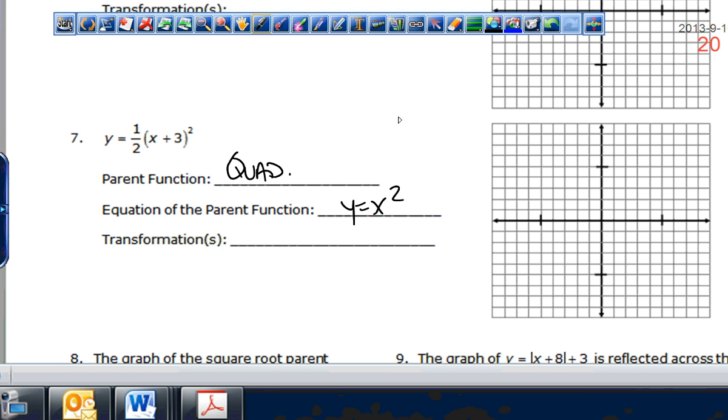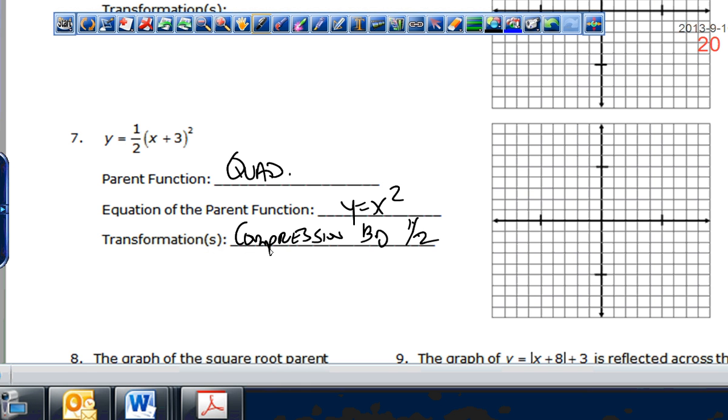Do I have any negative signs at all? Number 7? No negatives, so that means I'm not reflecting at all. Do I have any numbers on the outside? Yeah. Okay, so if it's a big number, that means stretch. If it's a little number, it means compression. So in this case, it would be a compression by 1/2.